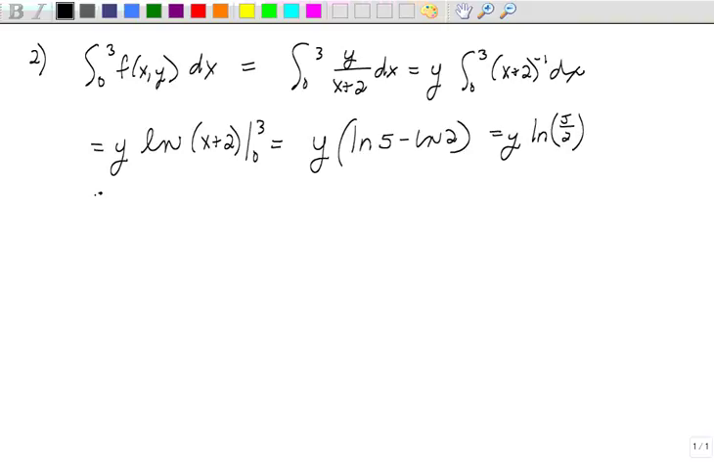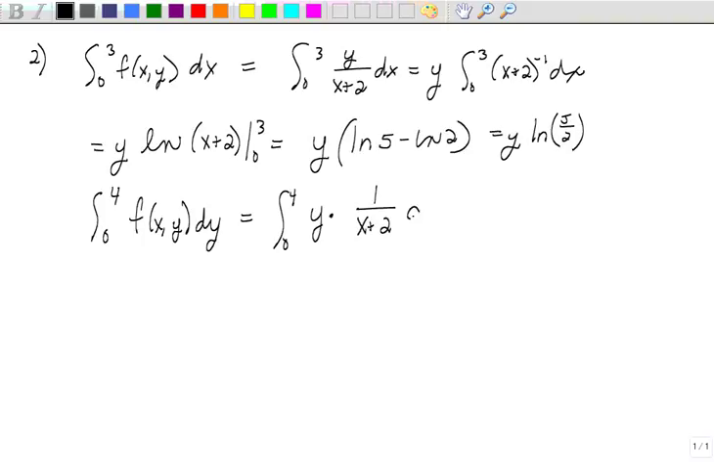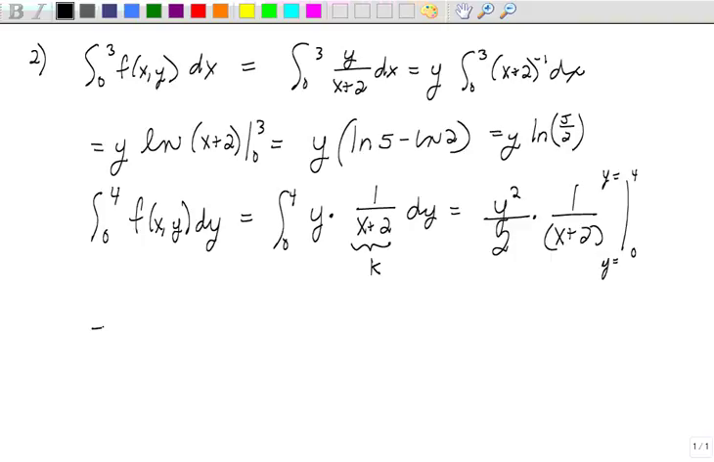Okay, that's it. And then I want to integrate from 0 to 4 f(x, y) dy. This time x is held constant. Let me separate it out. So this time this is a constant, and I'm integrating y. Then I'm substituting in 0 to 4 for y. These are y values because we're doing it dy. So I have 16 over 2, which is 8. So I have 1 over (x plus 2) times 8, minus 0. So I just have 8 over (x plus 2).